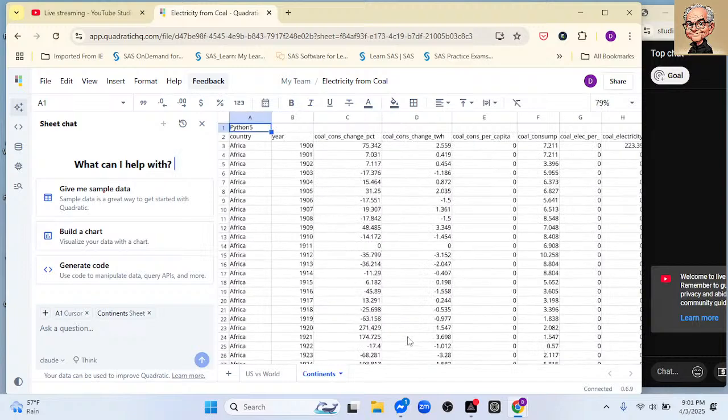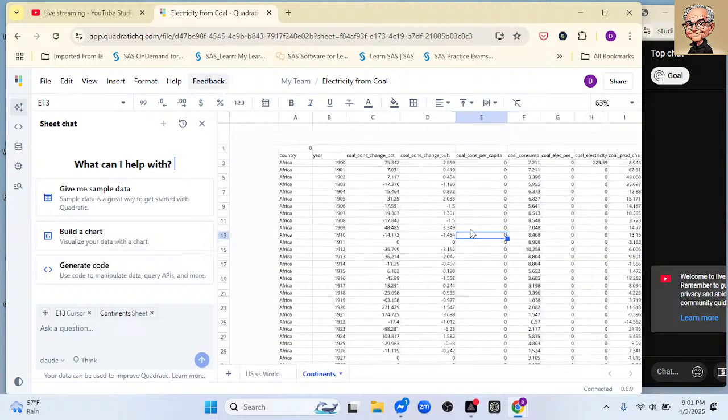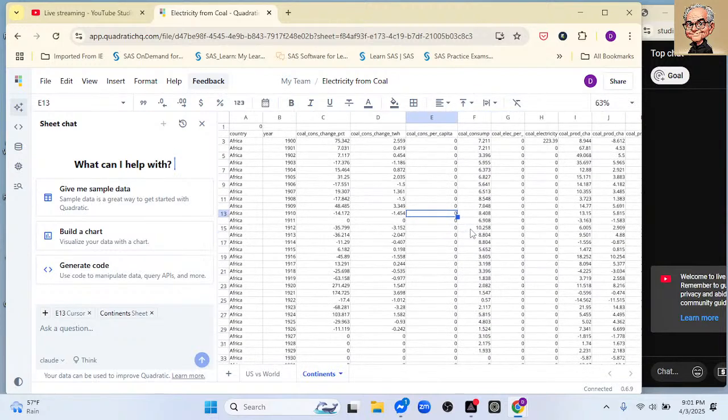So we can zoom. Again, the basic functions are to scroll left and right, hold down the shift and use the mouse roller. And to zoom in and out, hold down the control key and the mouse roller. So what you can see is we got country, we got continent, we got coal change percentage, we got coal change terawatt hours, coal per capita, which is one we're interested in, coal consumption.